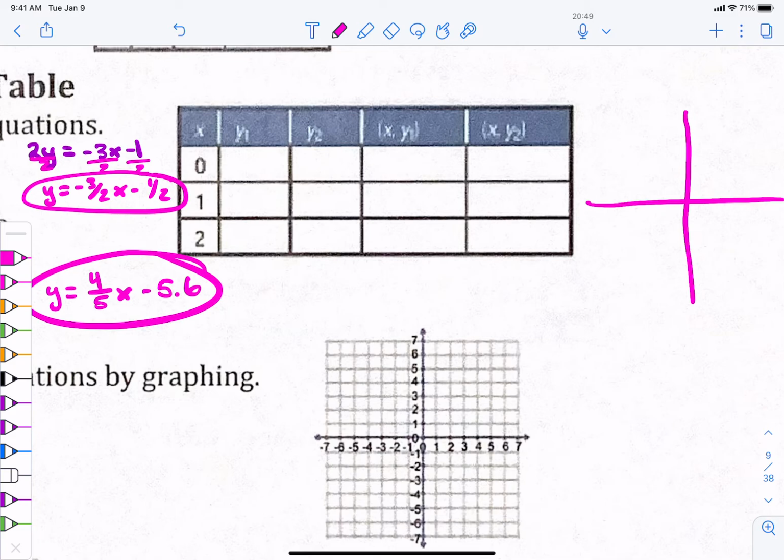Something's not hooked in here right. I don't know. All right.